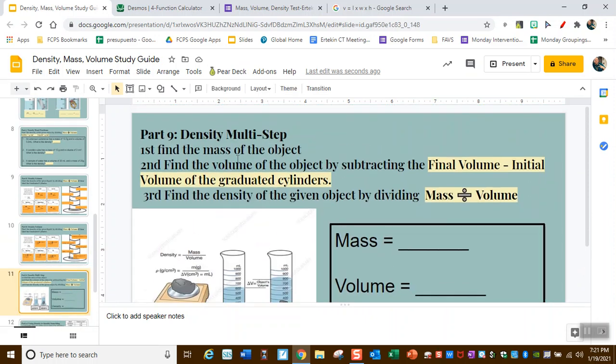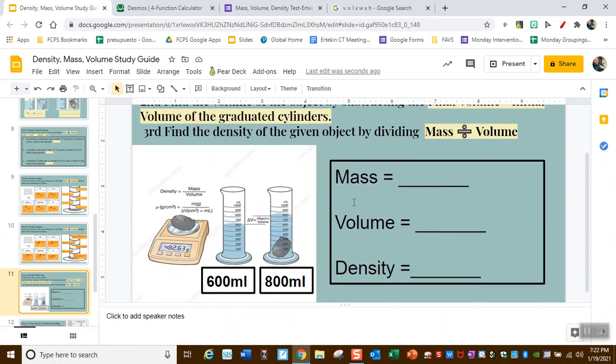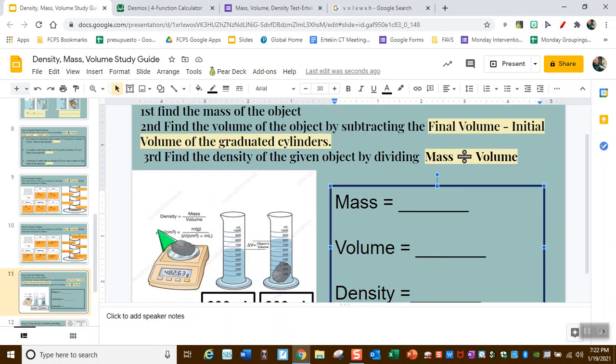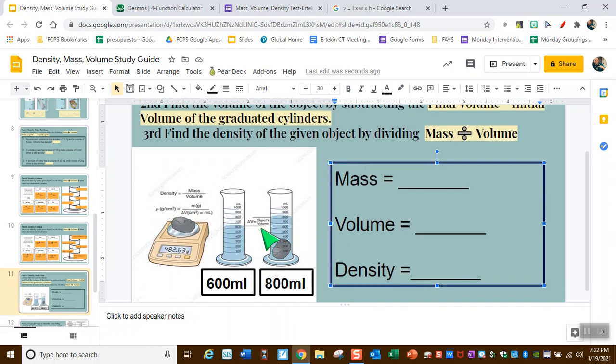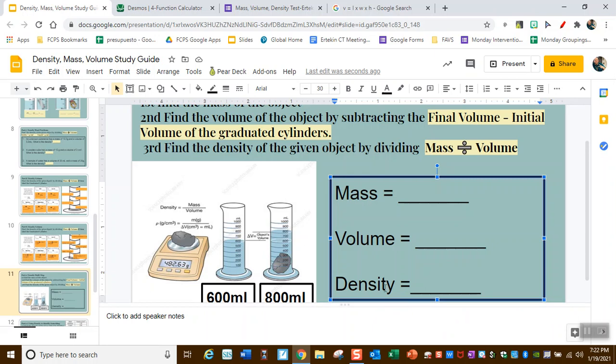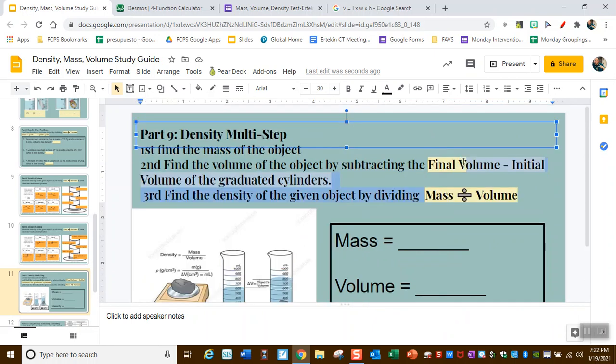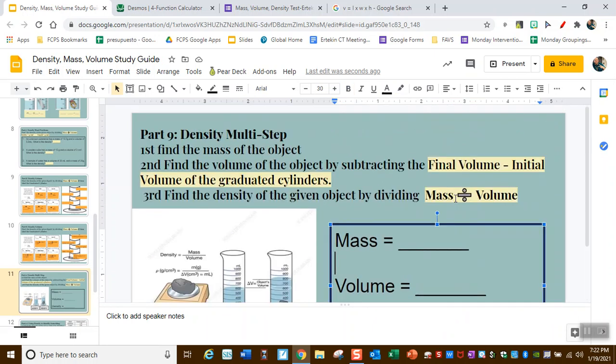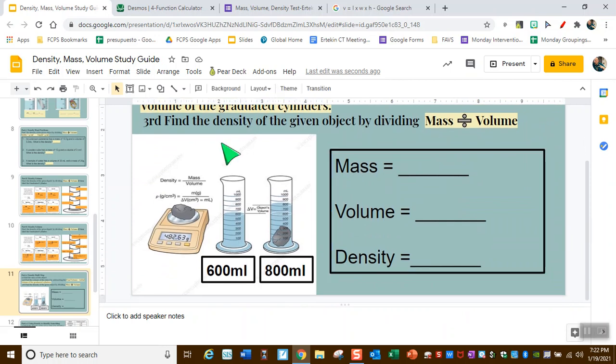Okay, now let's do a multi-step density problem. Use this picture to solve these answers. What is the mass? What is the volume? And then what is the density? Do mass divided by volume. Push pause on this video and tell me what is the mass, volume, and density of this rock.